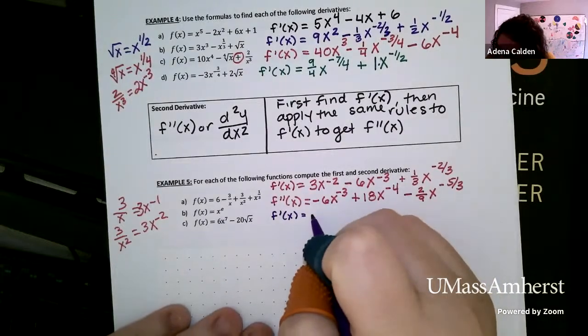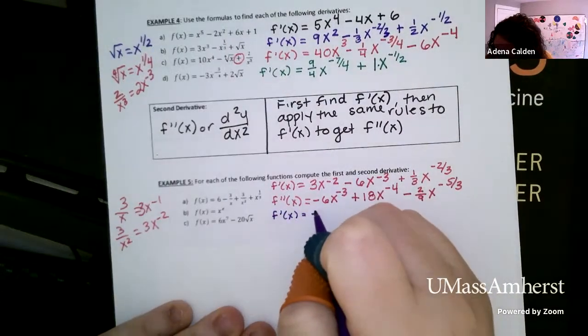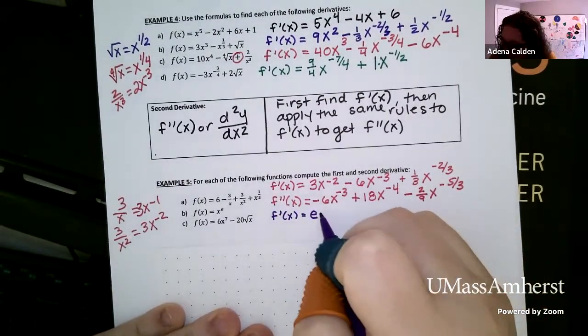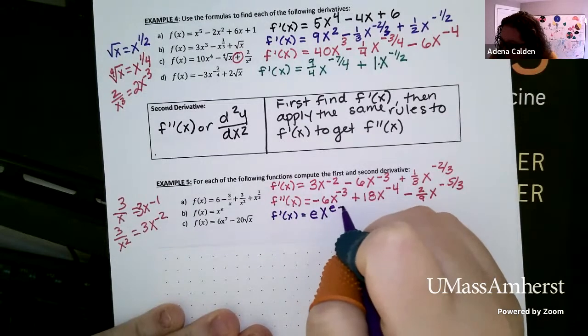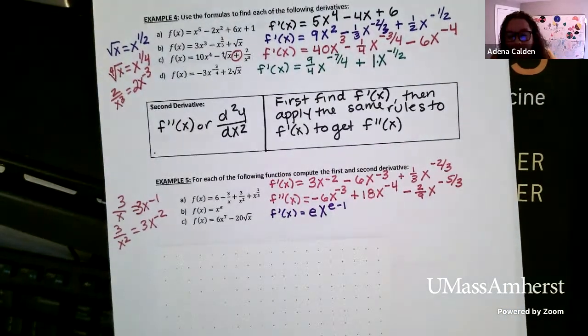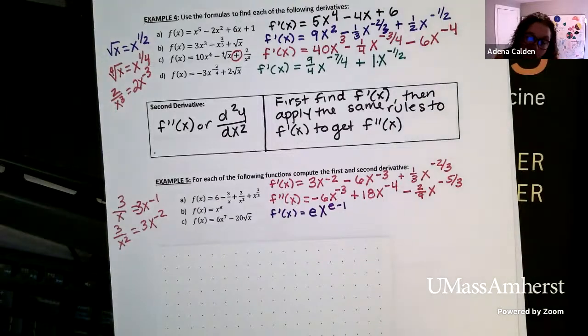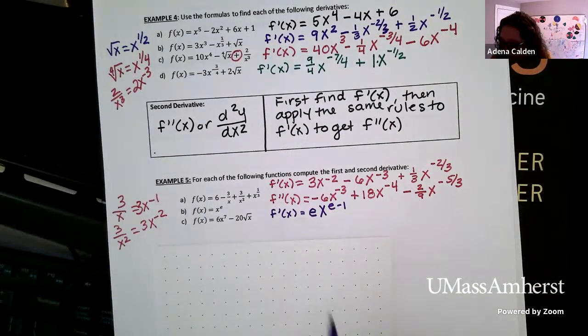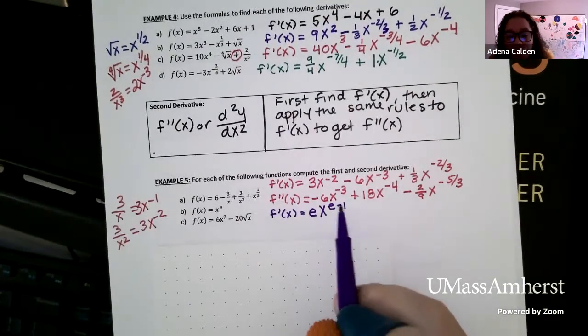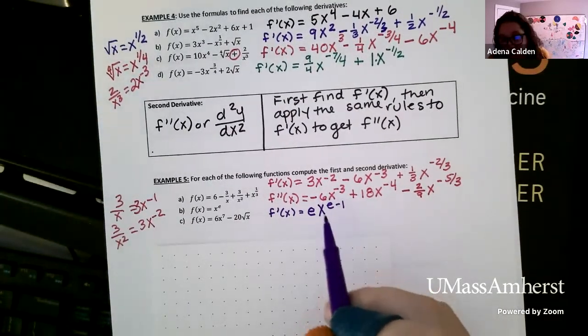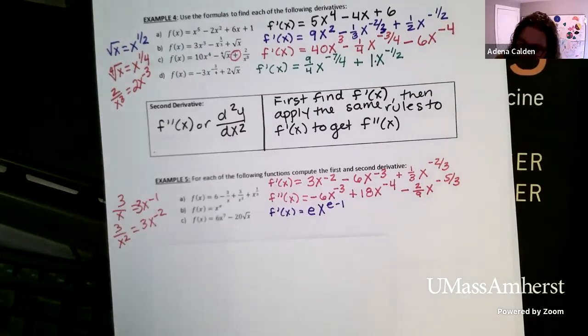So when we find the first derivative, the power comes down in front, so the e comes down, and then we subtract 1 from the power. So we can write that as e minus 1, right? We're not going to try to combine that into a decimal because this is an irrational number. So it's more accurate, it's exact to leave it as e minus 1.